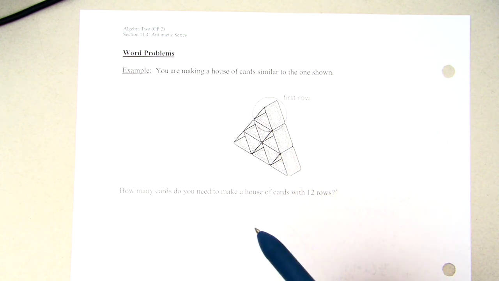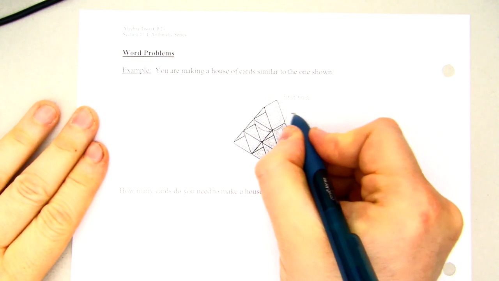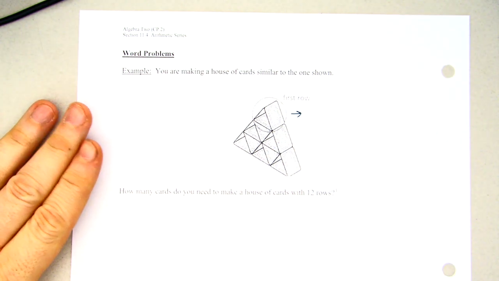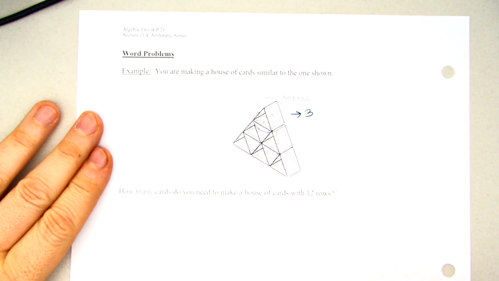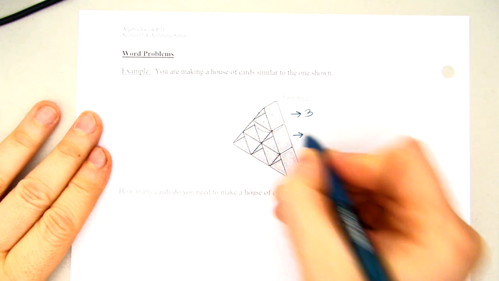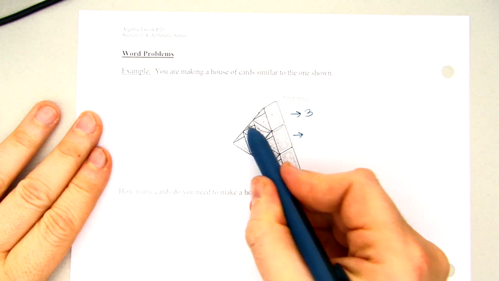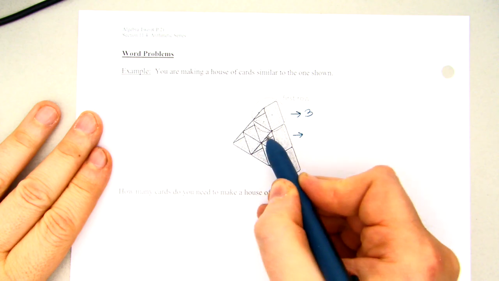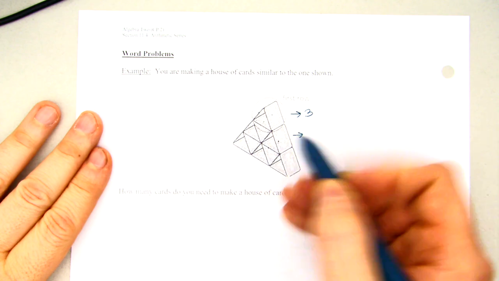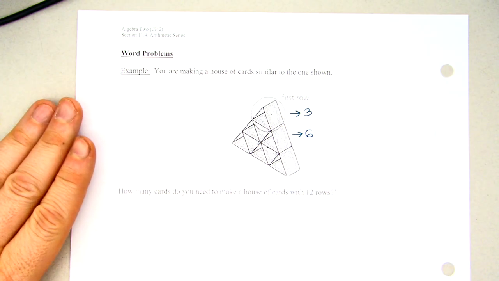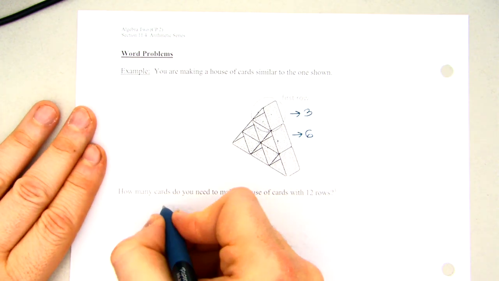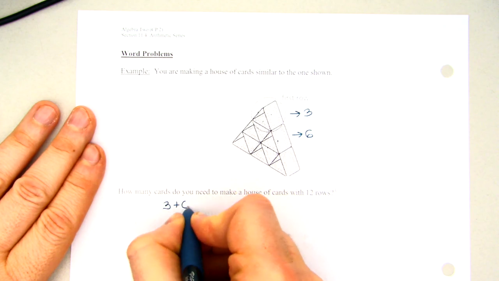I want to figure out how many cards I need to have 12 rows over here. Well, let's see. That first row on the top has 1, 2, 3 cards. If I look at the second row, that is 1, 2, 3, 4, 5, 6. You have 6 cards in your second row, which means in your first 2 rows, you're going to have 3 plus 6.